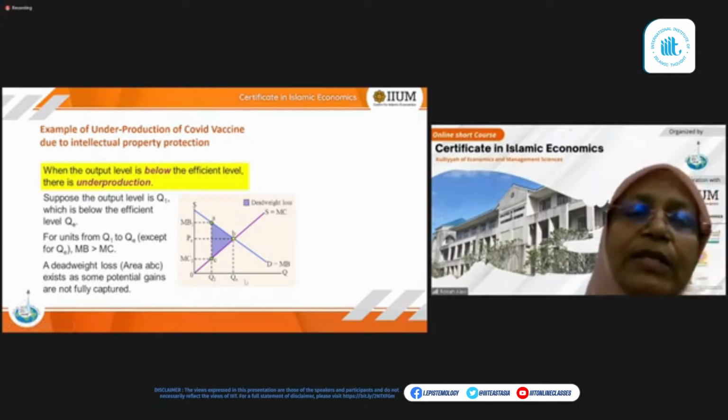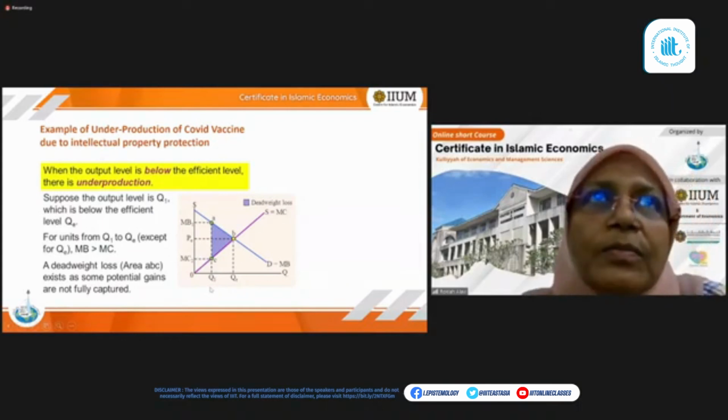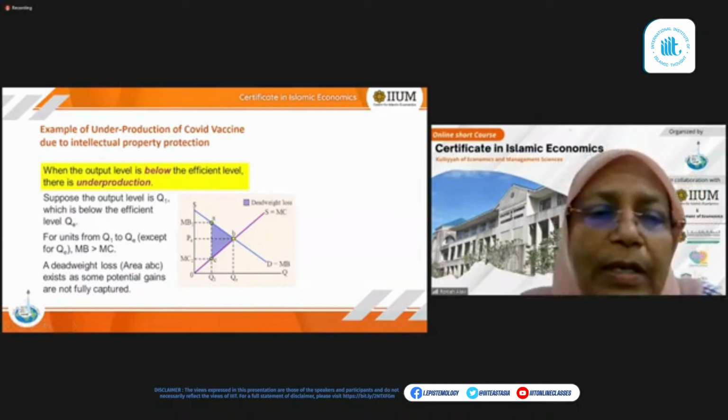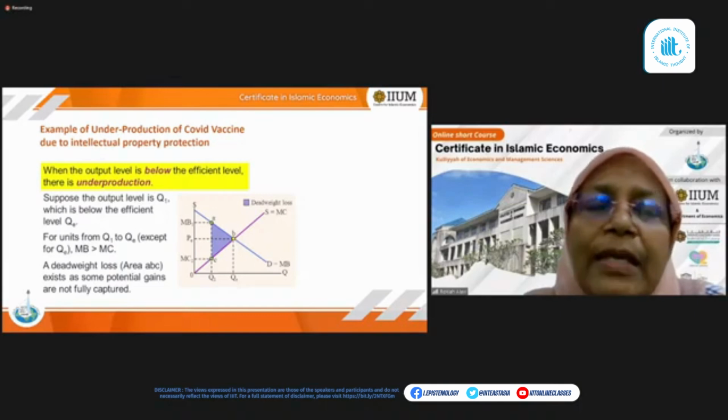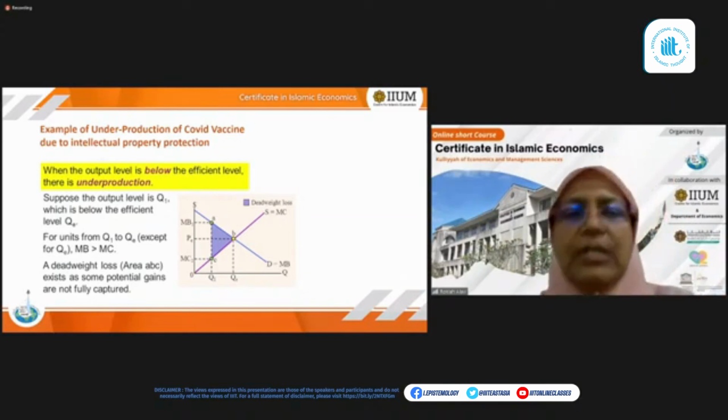It's not sufficient. What the market wants is QE. This graph is actually not the perfect one, but I think you can think about it. There's a shortage. Q1 is where the market is producing, because when there's a patent, there's a monopoly. What a monopoly wants is a high price. They want to make the maximum profits possible. So this is unethical, because they are not looking at the public and social interest. What is the social well-being of the people by having the vaccine at the lowest price and in sufficient quantity?